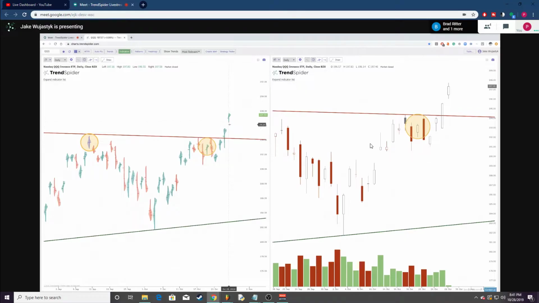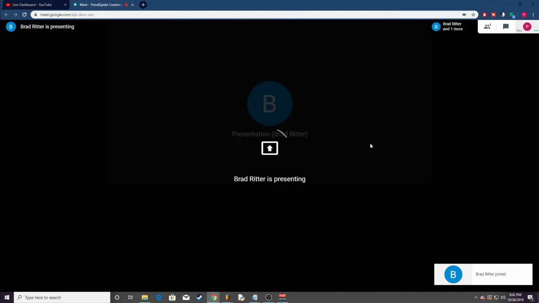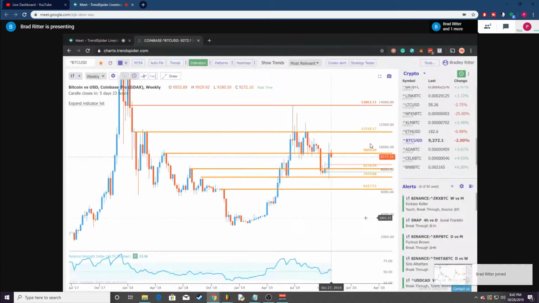So that's just something I wanted to quickly mention, but I really wanted to hand it over to Brad again. Just wanted to share that with the volume profile on the raindrops, how you can look at those areas around those hardcore support and resistance levels.